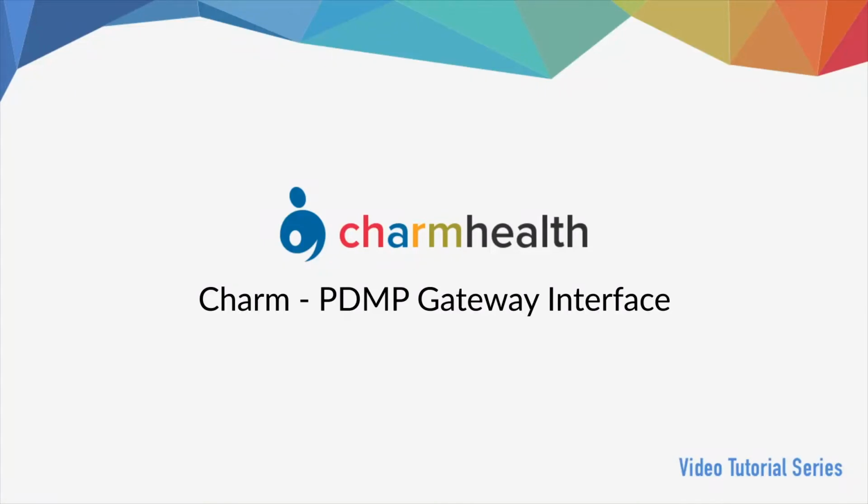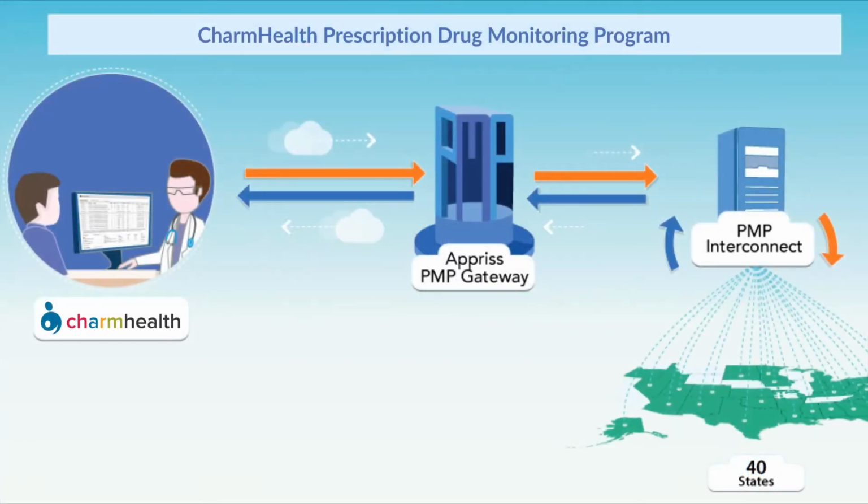CharmHealth is now integrated with Appriss Prescription Monitoring Program Gateway Service. Prescribers can now access patients' PDMP data within their Charm accounts using the Appriss PMP Gateway, which interconnects with PMP databases of about 40 states.